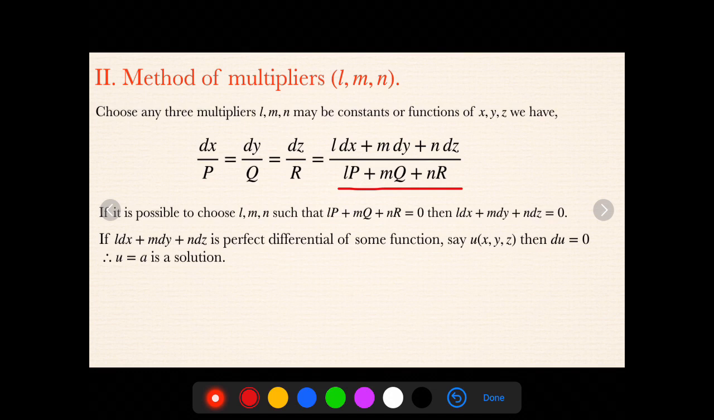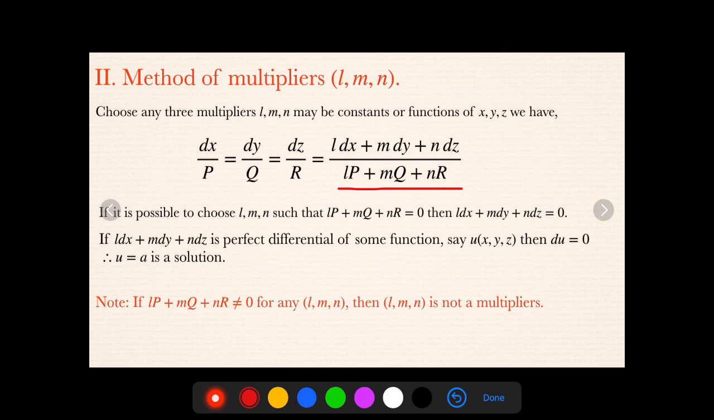We will get a solution u is equal to a, where u is a function of x, y, z. If the denominator is not equal to 0, then l, m, n is not your multiplier, and you need to choose another combination. While choosing the values of l, m, n, if you are choosing constants, there is no issue. You can choose any non-zero constant with a positive or negative sign, like -1, 1, 2, 3, 4 and 8. That constant should be multiplied with both numerator and denominator, and after taking the sum, the denominator should be equal to 0. Then only I will choose l, m, n as the multiplier.